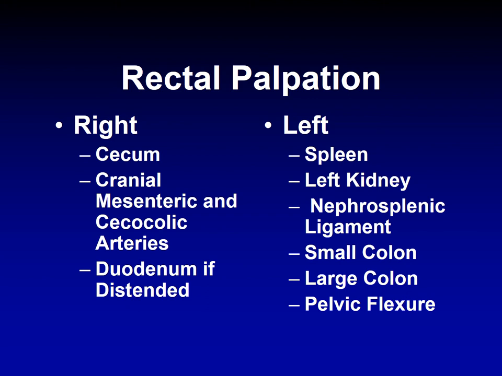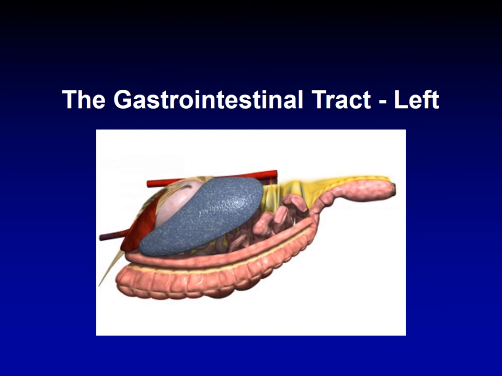So, on the left-hand side, again, spleen, left kidney, pelvic flexure, left ventral and dorsal colons, and also small colon here. We can know it because it's full of fecal balls and it's also sacculated. Also, as I mentioned earlier, we have to feel the empty nephrosplenic area. So the nephrosplenic ligament must be palpated. If that area is empty, that's good. If it's not, then that's a problem.